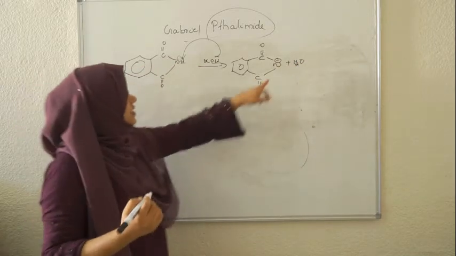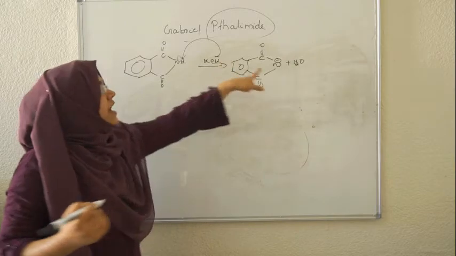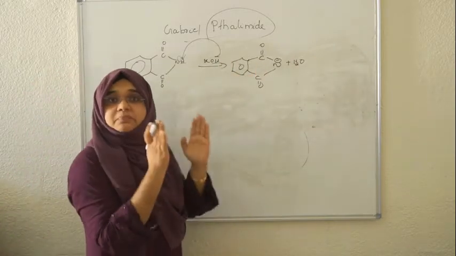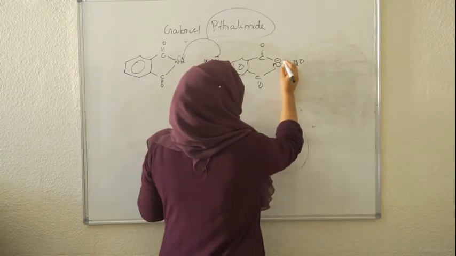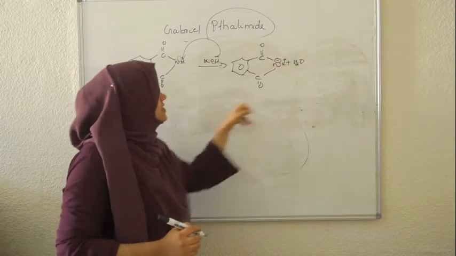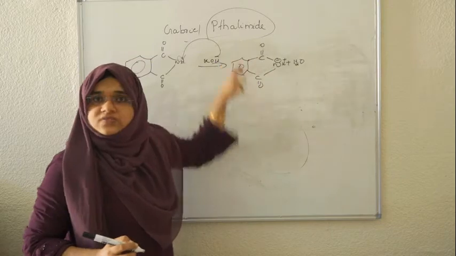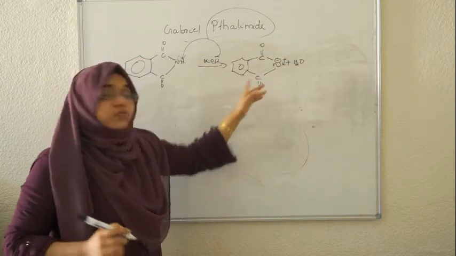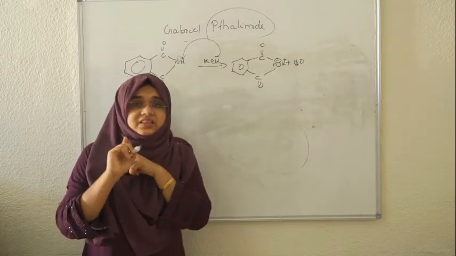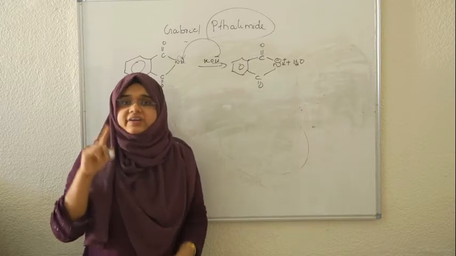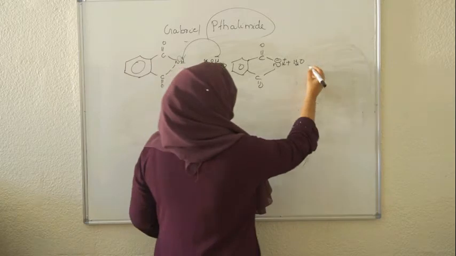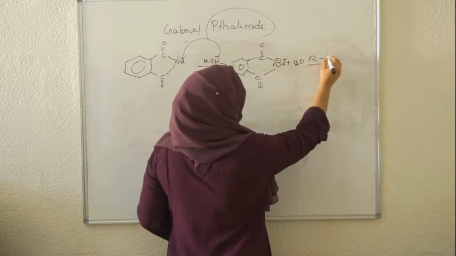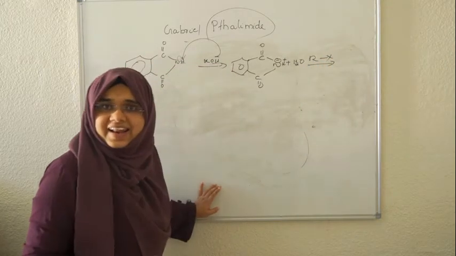Now here it is N minus. So this K plus can go with it. Minus and plus always go together. Okay. So this is K plus. Now this is a compound that undergoes further reaction. Now the second thing that we added is RX, alkyl halide. So next we added RX, alkyl halide.